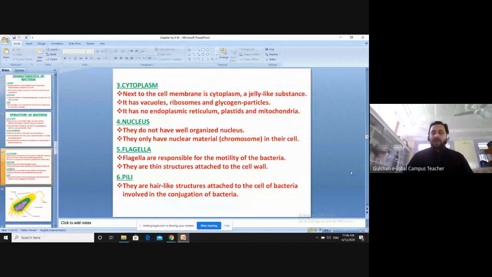Then we have pili. Pili are basically hair-like structures which are attached to the cell of the bacteria. They are involved in the conjugation of bacteria, which means they help in the reproduction of bacteria. Conjugation means reproduction. When two bacteria combine together and reproduce, this process is known as conjugation. So pili help them to join together and have the process of conjugation or reproduction. So this is the structure of bacteria.